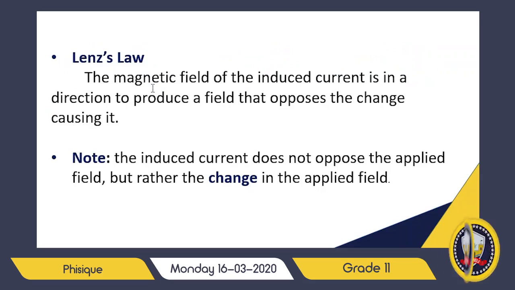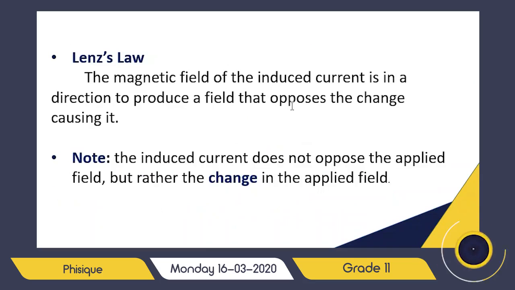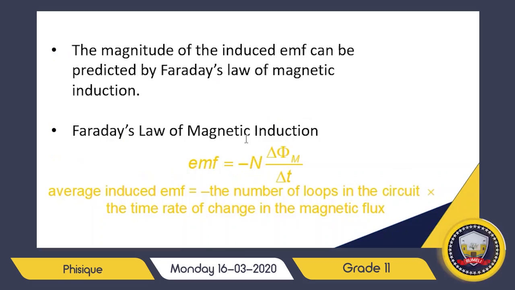Lenz's law: the magnetic field of the induced current is in a direction to produce a field that opposes the change causing it. So all the time, the magnetic field will be in the opposite direction. Because of that, we see in the formula that we have a negative sign. The question is, why do we have a negative sign? Because as Lenz said, all the time, it must be at the opposite side.